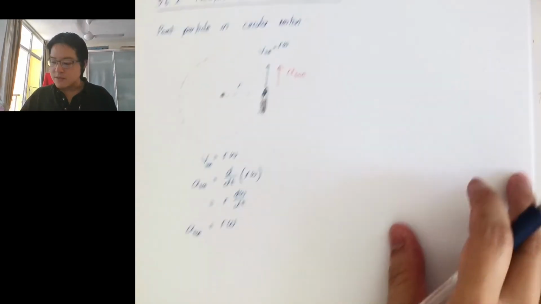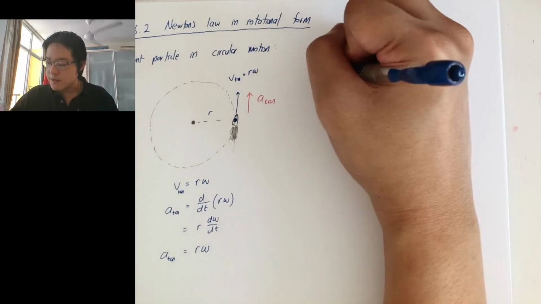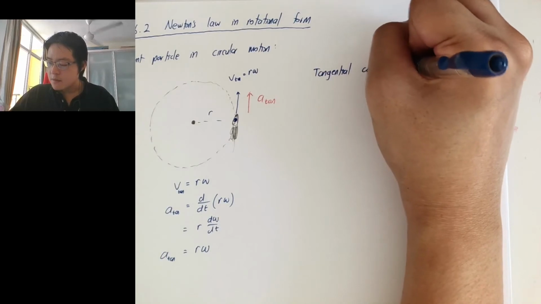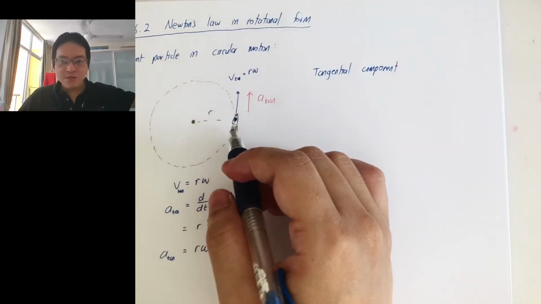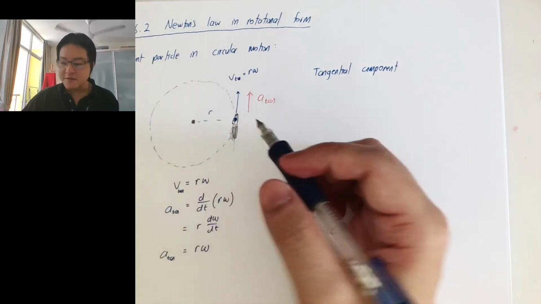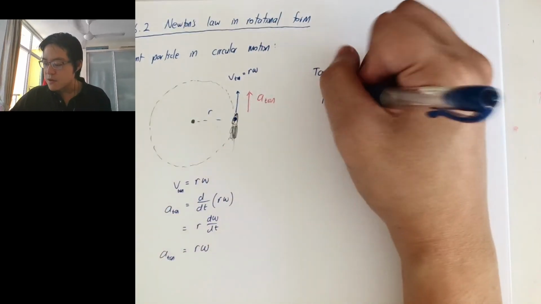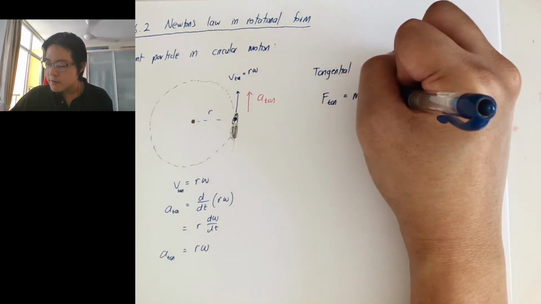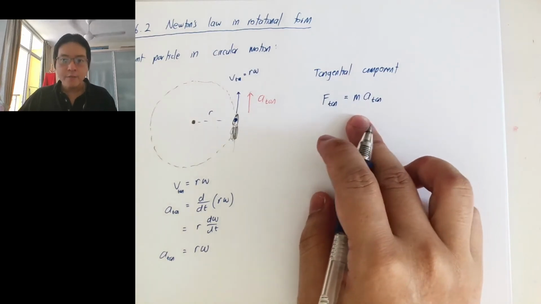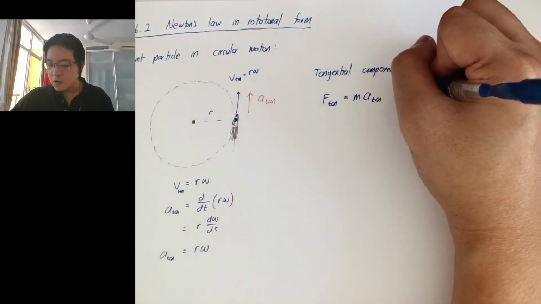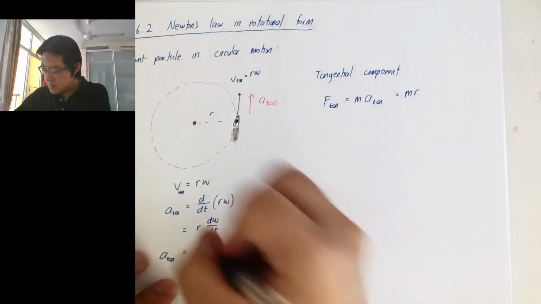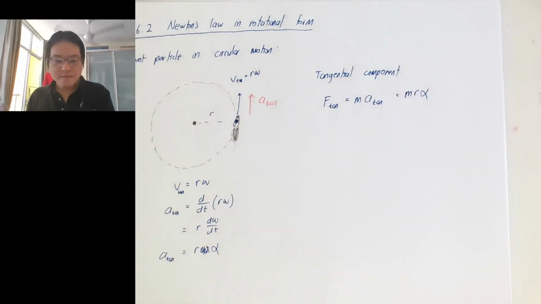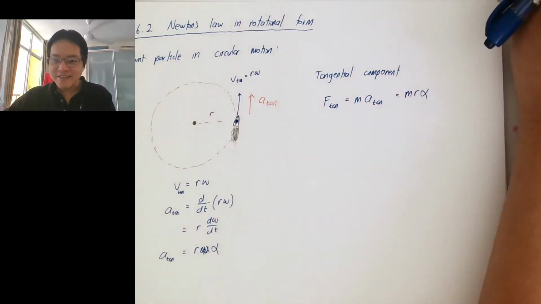Now let's look at the tangential component of the force and the acceleration. We have spent so much time working out the centripetal radial component, but now let's look at the tangential component. By Newton's law, F equals mass times acceleration, so along this component, we have found that a tangential is r alpha, so F tangential is m r alpha. Yes, correct, you noticed it.